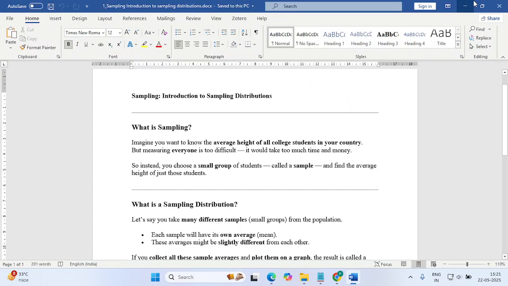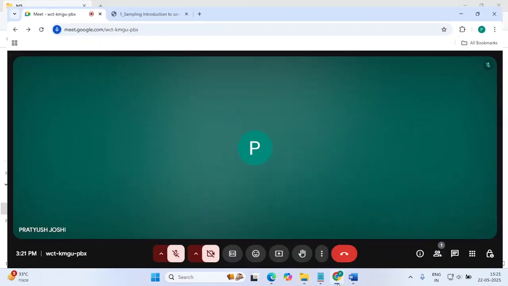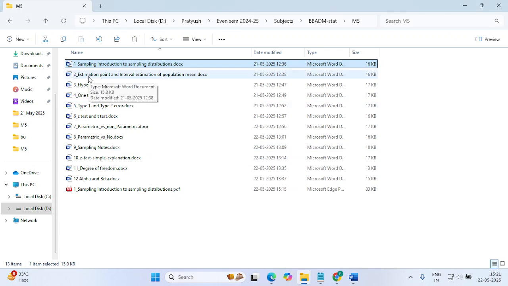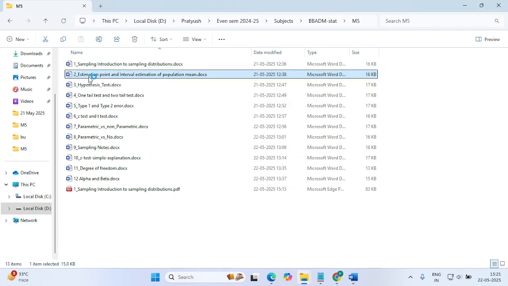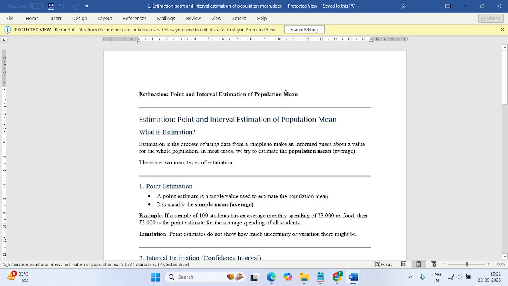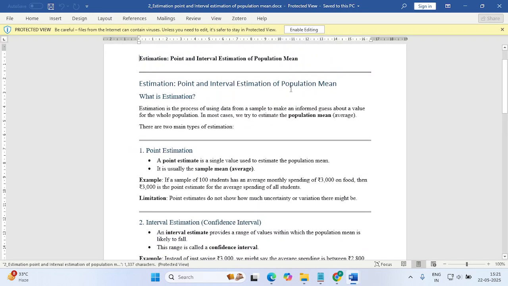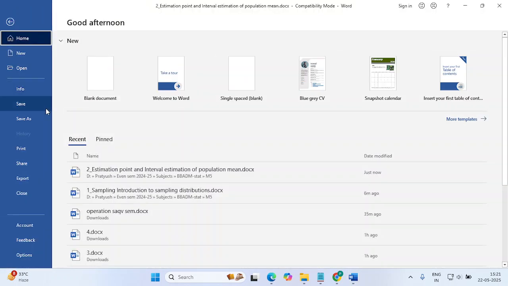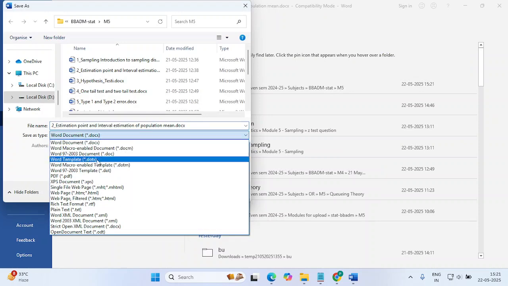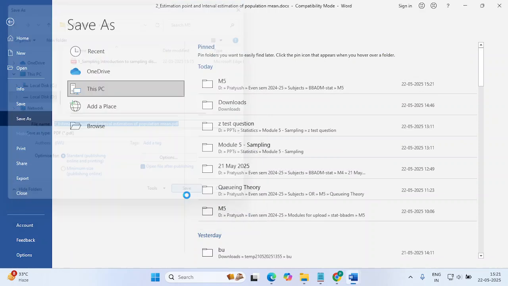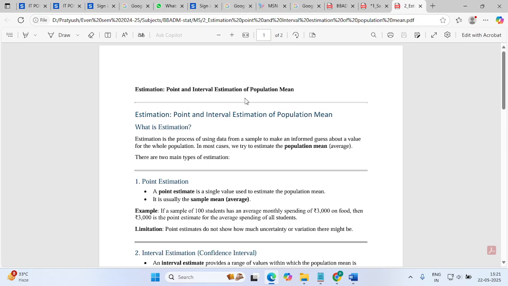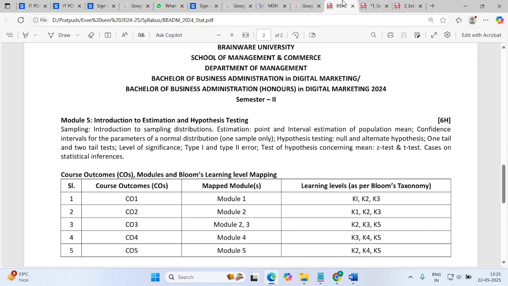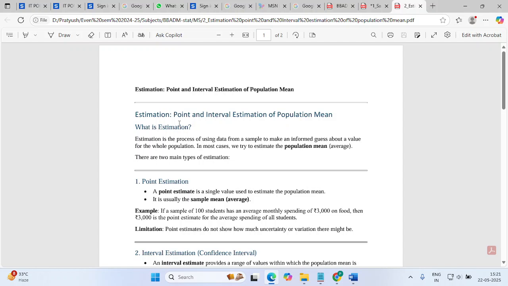Okay, so now let's talk about the next topic. The next topic is point estimation and interval estimation. So let me try to explain this. What is point and what is interval? So point and interval estimation of population mean, let us try to understand point.